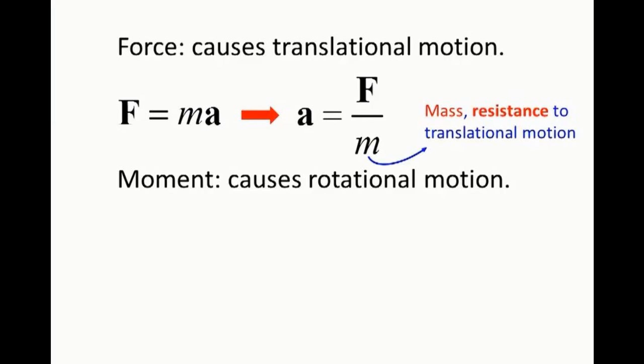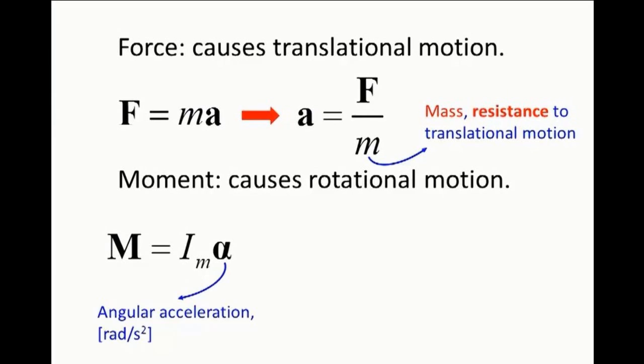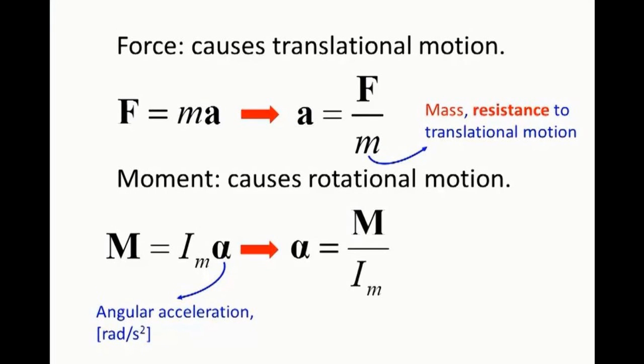Since moment causes rotational motion, can we write something similar that relates the moment to the rotational motion of the object? Indeed we can. Same as Newton's second law, the moment equals Im times angular acceleration alpha. As you can see, moment and angular acceleration alpha are both vectors and they have the same direction. And we can rewrite this equation into this form, alpha equals M over Im.